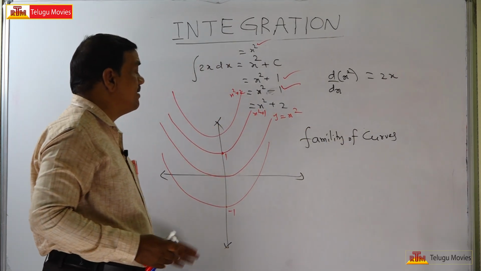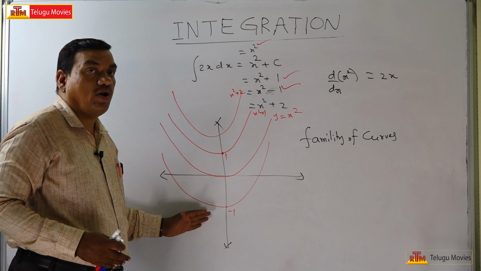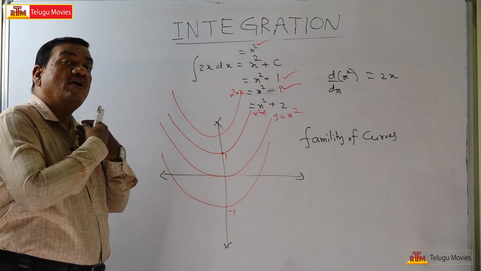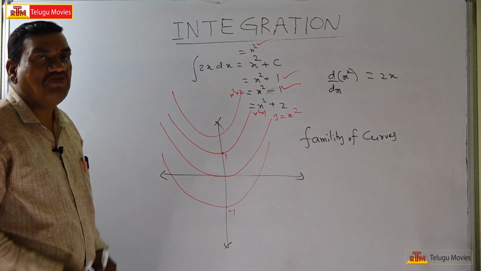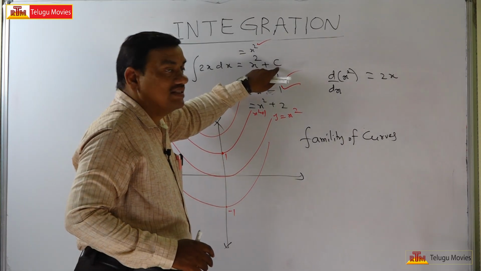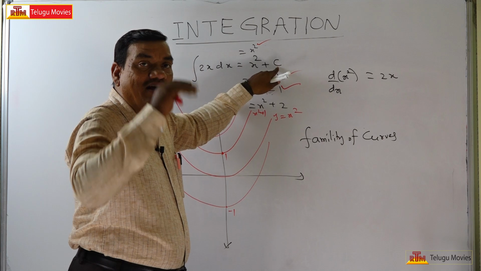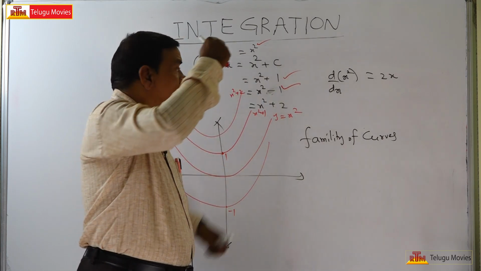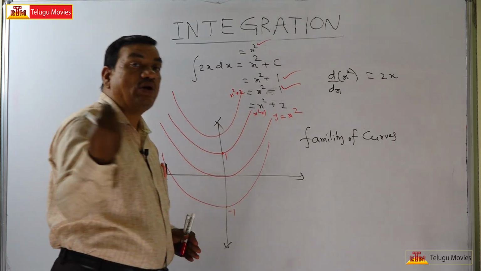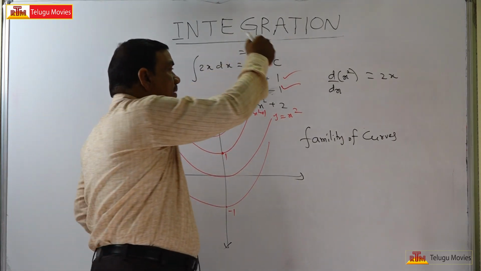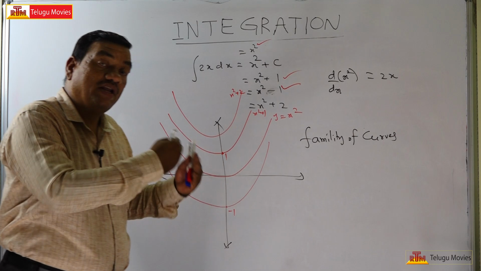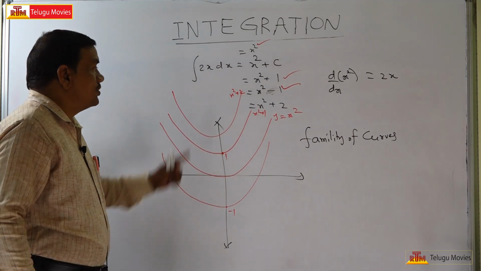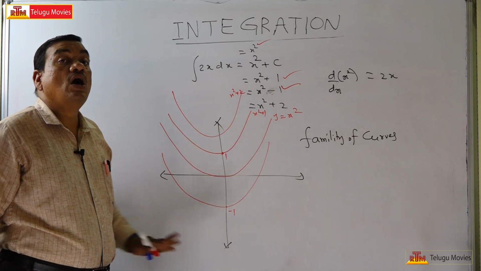In this example, we got the parabola. So these are all a family. How many members are there here? We have an infinite number of members. Infinite members of y. Why? Because c is a real number. So if you give one number as input to this constant, you will get one member as the output. Now, this is nothing but a family of curves.